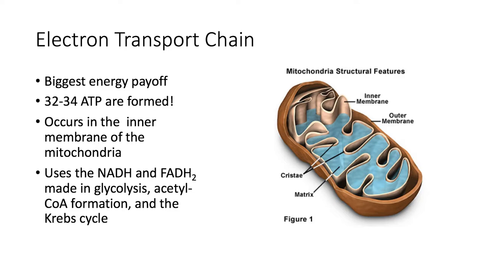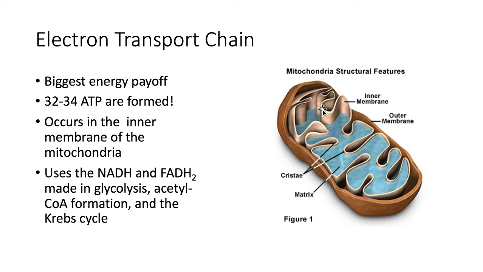This step has the biggest energy payoff. As we mentioned earlier, 32 to 34 ATP are going to be formed, and it occurs in the mitochondria, specifically in the inner membrane of the mitochondria, because the mitochondria has two membranes. It's got two skins, an outer and an inner, and the inner is where the electron transport chain occurs.